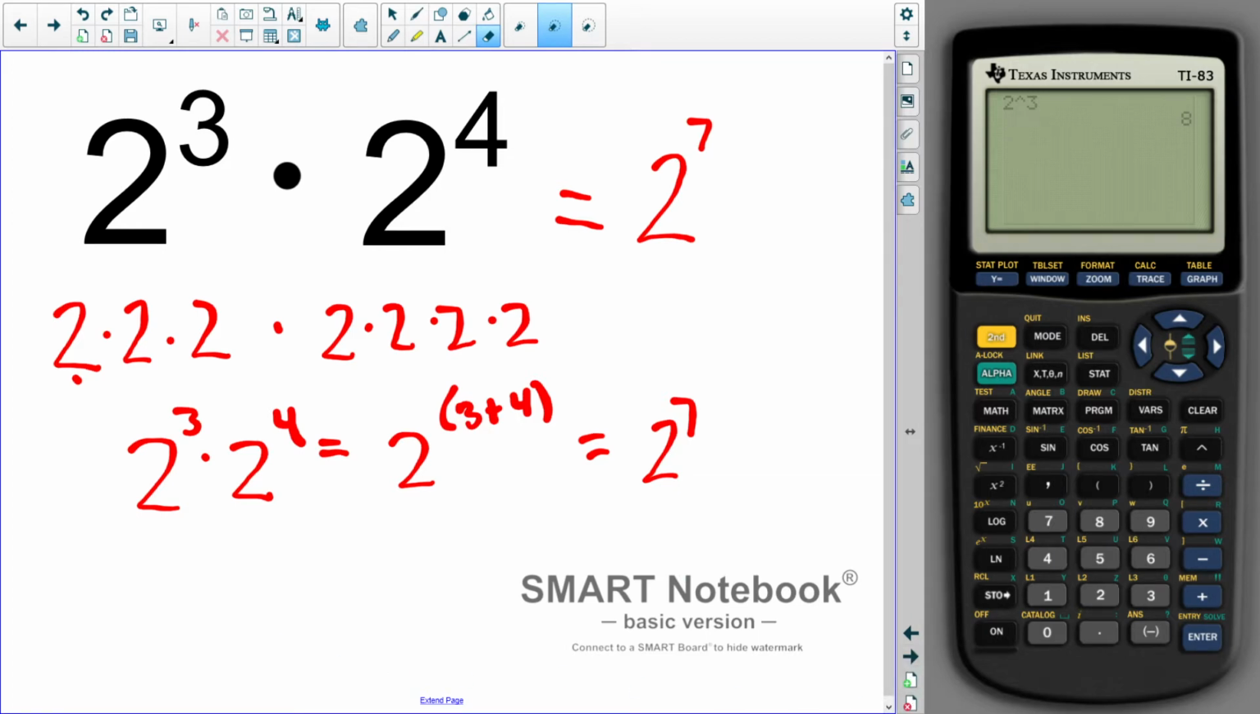And we can verify that on our calculator. If I say 2 to the third, and I'm going to put that in parentheses so my calculator doesn't get confused, times 2 to the 4th, we get 128. And if I put in 2 to the 7th, it's the same. So I can verify that on my calculator.